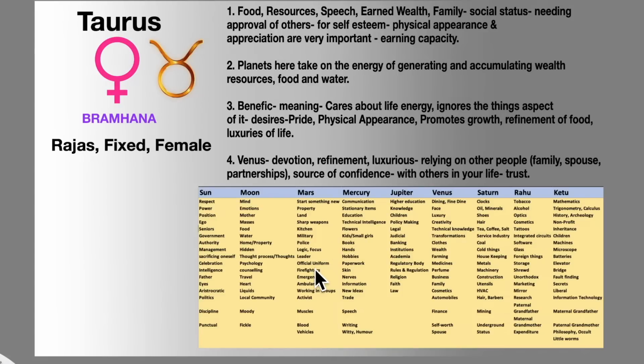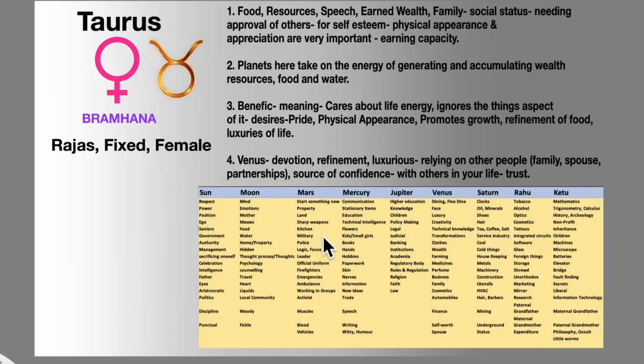If Mars is sitting here, for example, in Taurus sign, what does it mean? You consider your land or your property as your sense of self-worth. You know, somebody who's claiming, I got so much of land, I got so much of property, I got 3 or 4 houses.